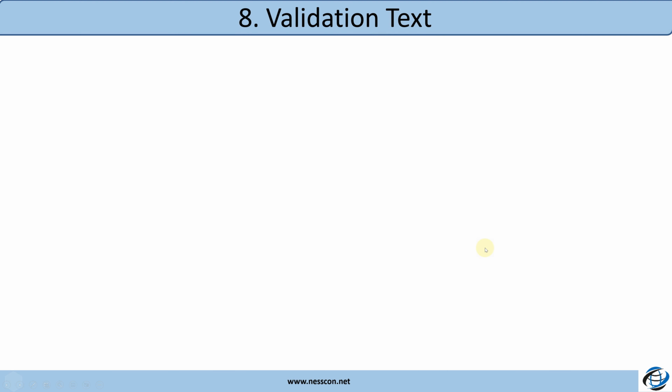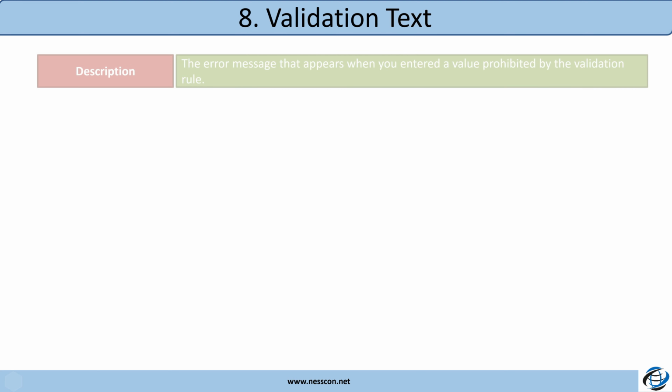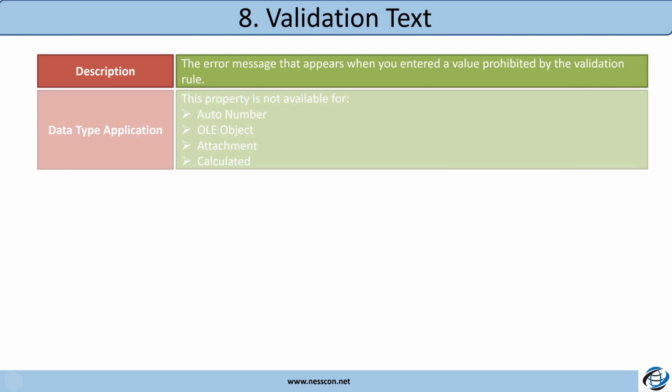The property we are going to learn now is validation text. This is in connection with the validation rule that we have just learned. The description is the error message that appears when you enter a value prohibited by the validation rule. Before, when we were trying to put 0 or less than 0, we were getting a default statement from Access saying that you cannot violate this rule. But this property can help us put in our own text or own warning. This property is not available for auto number, OLE object, attachment, and calculated.